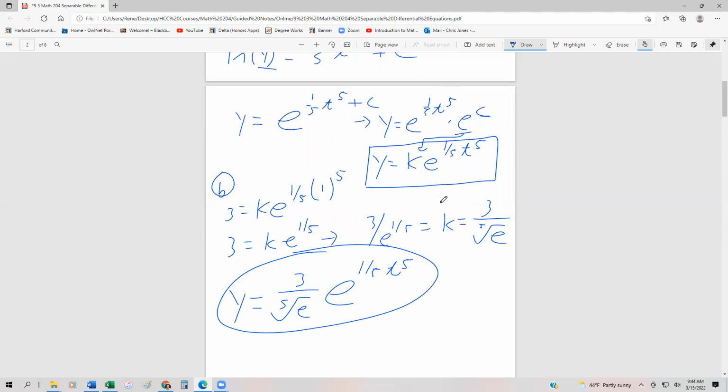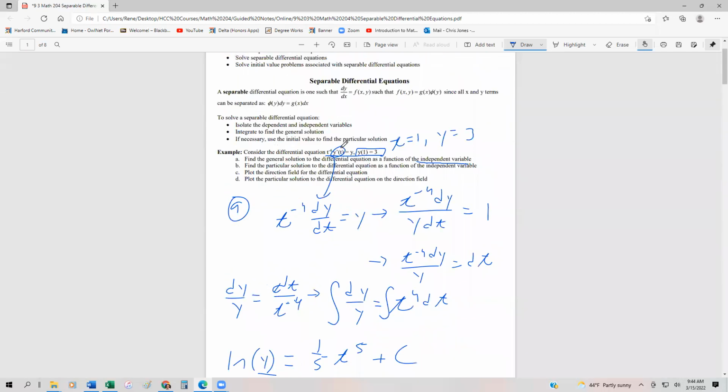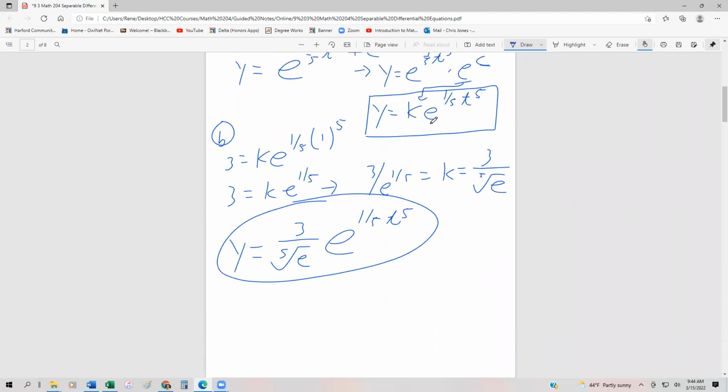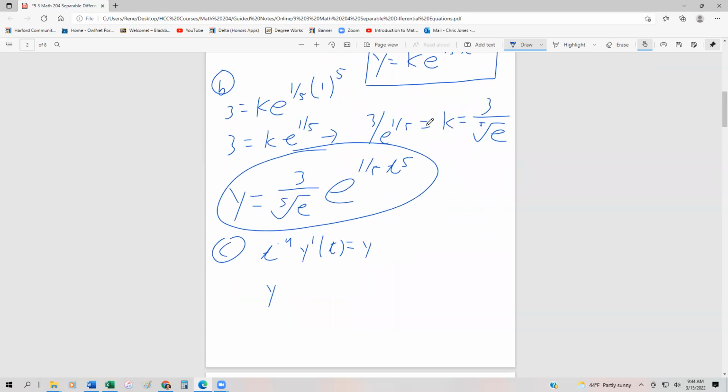All right, now for part C, we just need to plot the slope field. To be able to plot the slope field, we're just going to solve this for y prime. So for part C, remember that we had t to the -4, y prime of t equals y. And so we could just divide both sides. So we have y prime equals y over t to the -4, which is really the same as saying y prime equals t to the 4th y. And this is what we're going to plot in our Desmos.